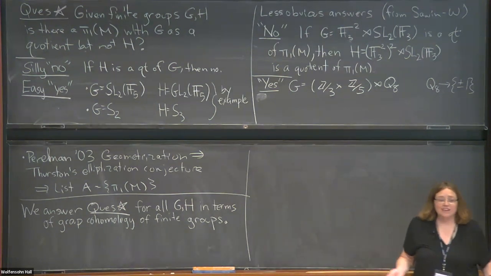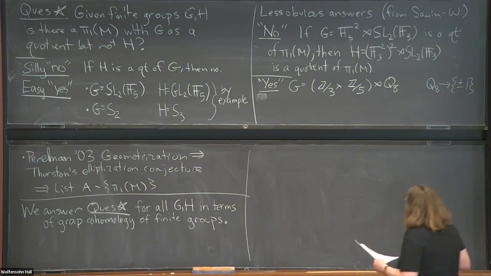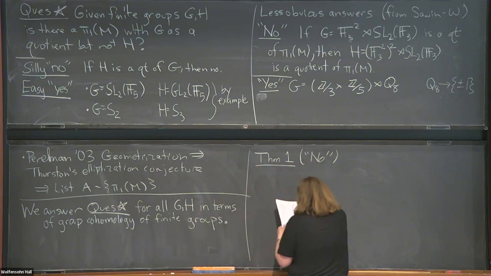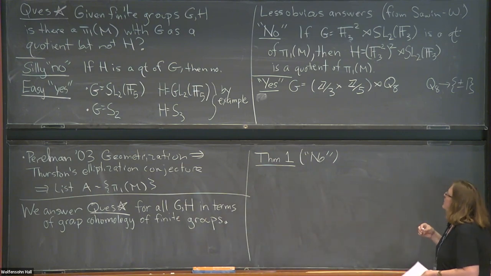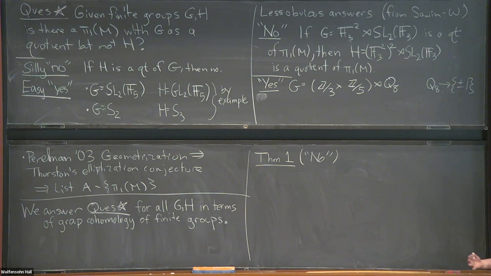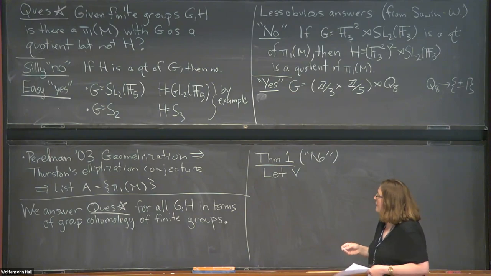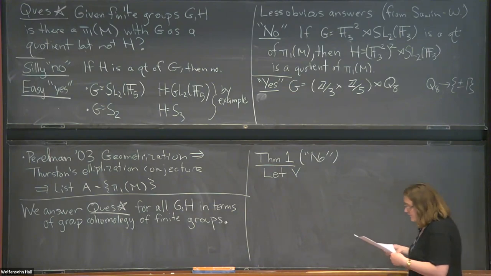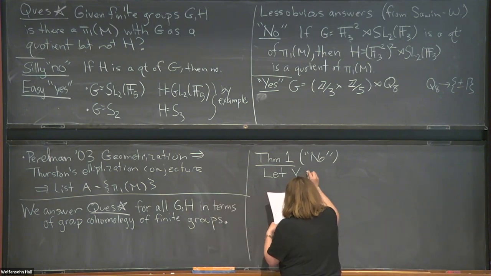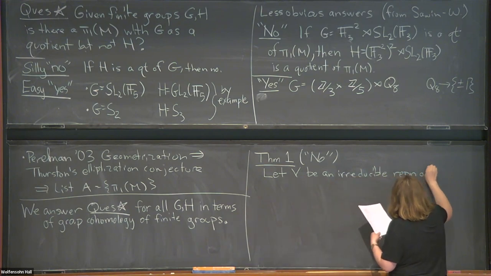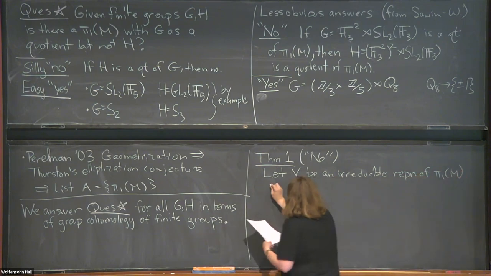So there are two parts of it: the yes part and the no part. All right, so I'll start with the no part. And the no is going to come from topological obstructions to certain three manifold groups, things that we prove about three manifold fundamental groups that give us that no. And a nice way to state it is in terms of what finite representations the group can have. So let V be an irreducible representation of a three manifold group over a finite field.